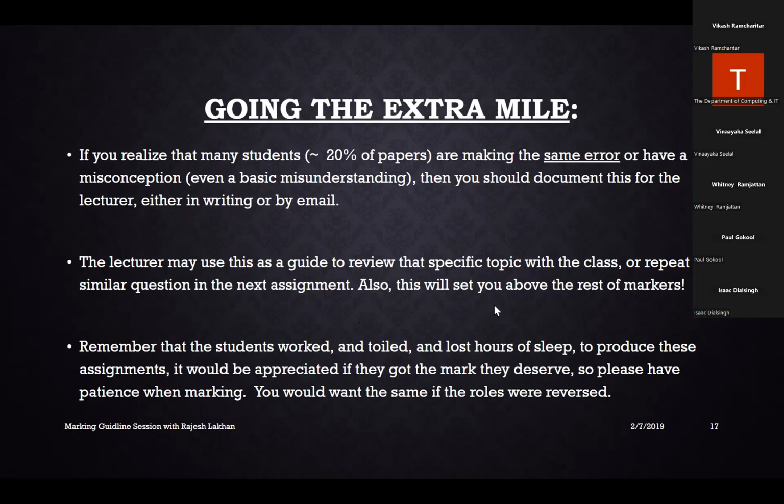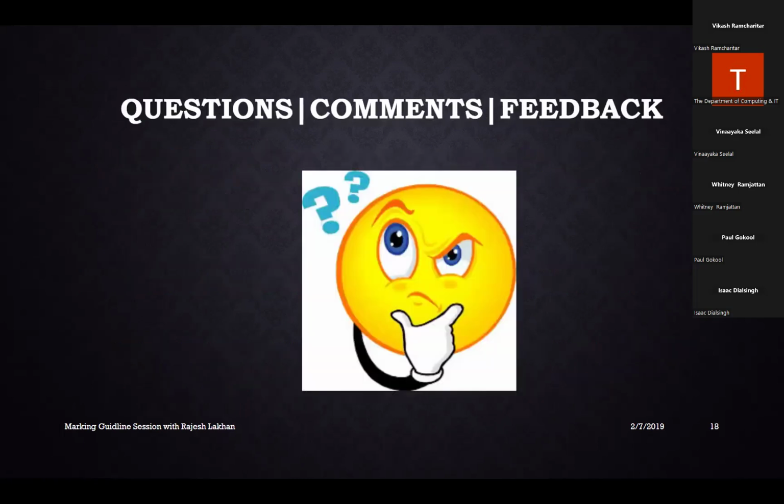Also, it will set you above the rest of the markers. Remember that the students who toiled and lost hours of sleep to produce these assignments will appreciate getting the mark they deserve. So please have patience with marking. You would want the same if the roles were reversed. Anybody has any questions?